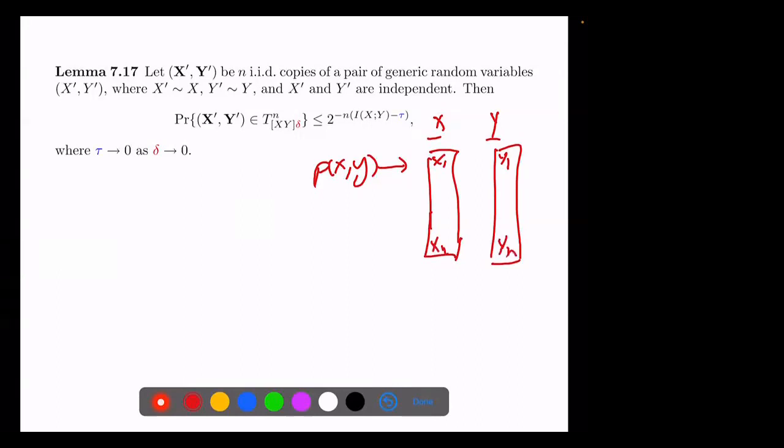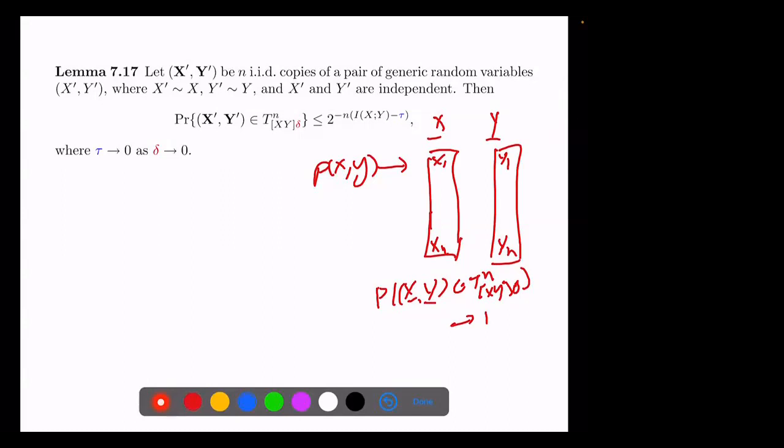If n is large, then by the joint AEP, the probability that x and y are jointly typical tends to 1. Okay? So with very high probability, the two sequences x and y that are obtained are jointly typical, with probability very close to 1.